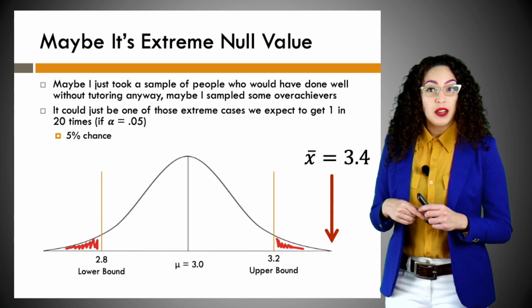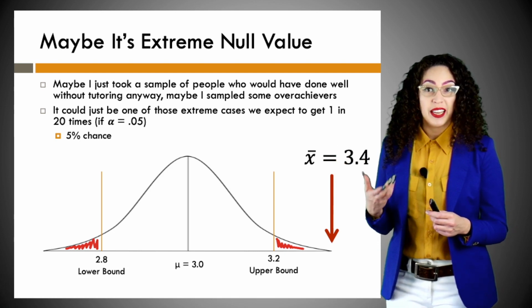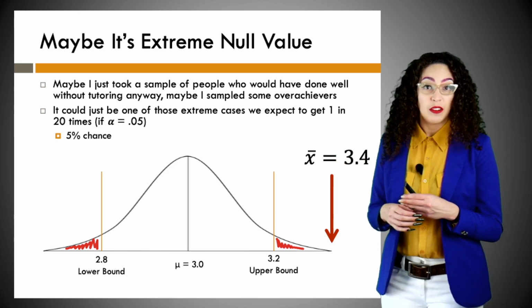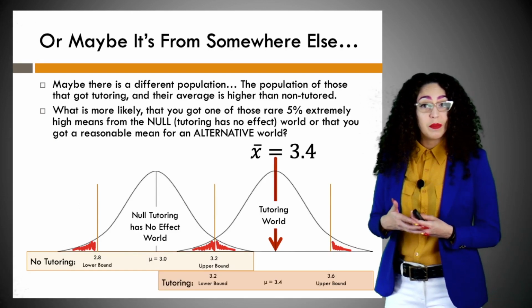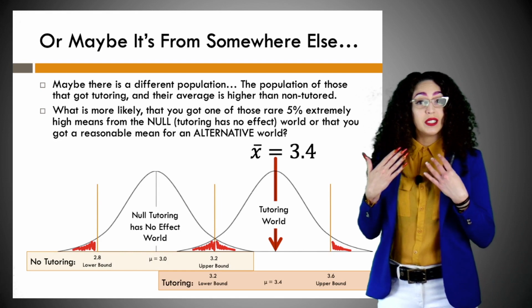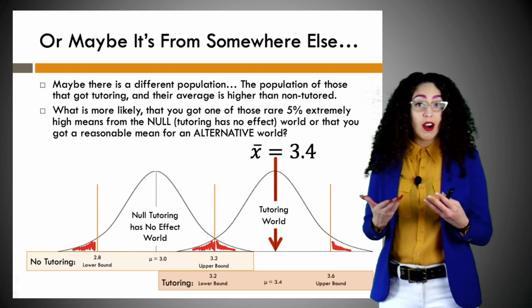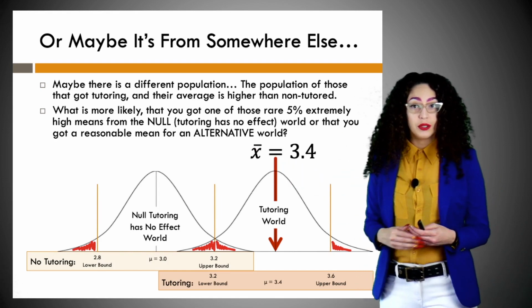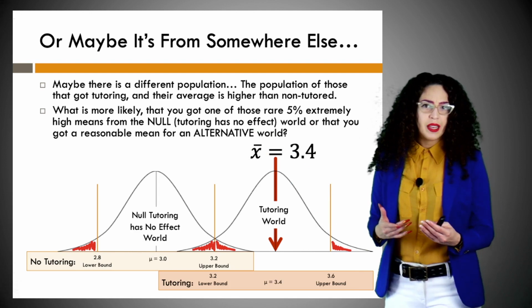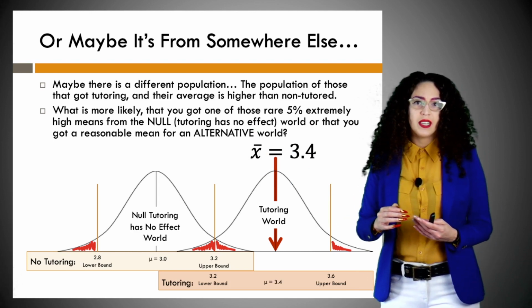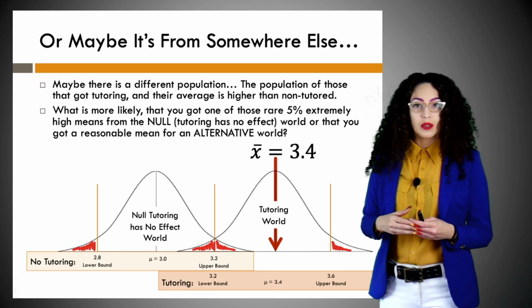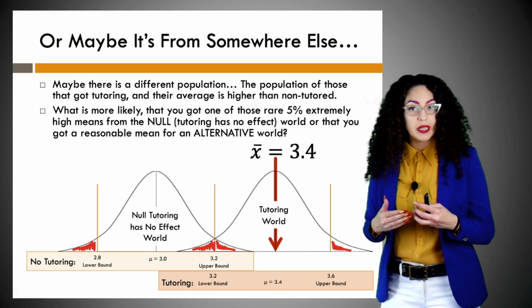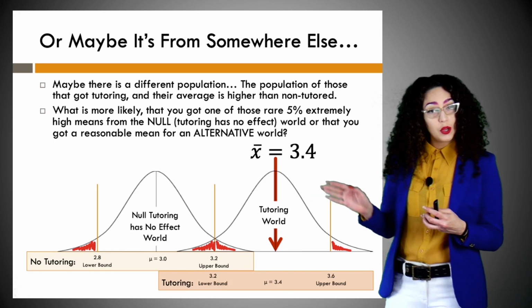It could just be one of those extreme cases we expect to get 1 in 20 times, that alpha of 0.05, that 5% chance. Maybe instead it's from a different population, the population of those that got tutored, and their averages are higher than those who are not tutored. What is more likely? That you get one of those rare 5% extremely high means from the null, the tutoring has no effect world, or that you get a reasonable mean for an alternative world in the tutored world?